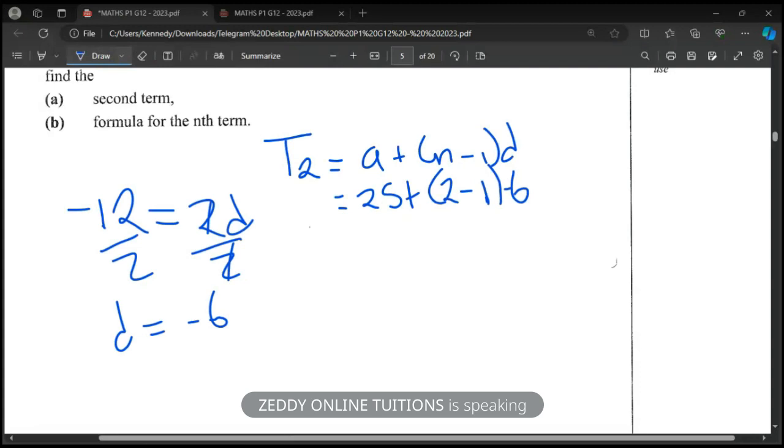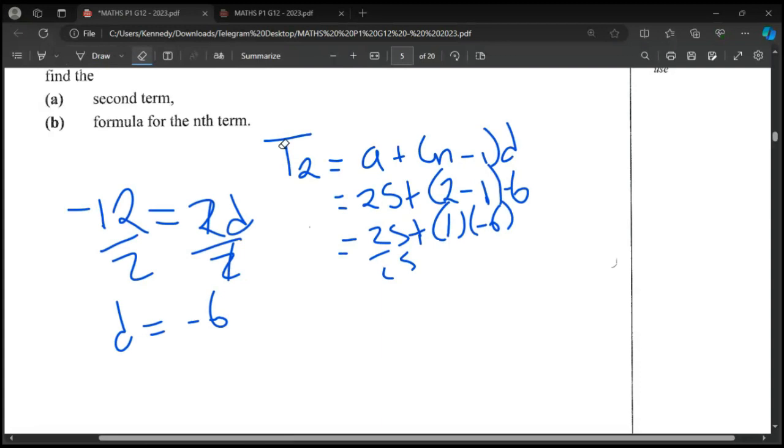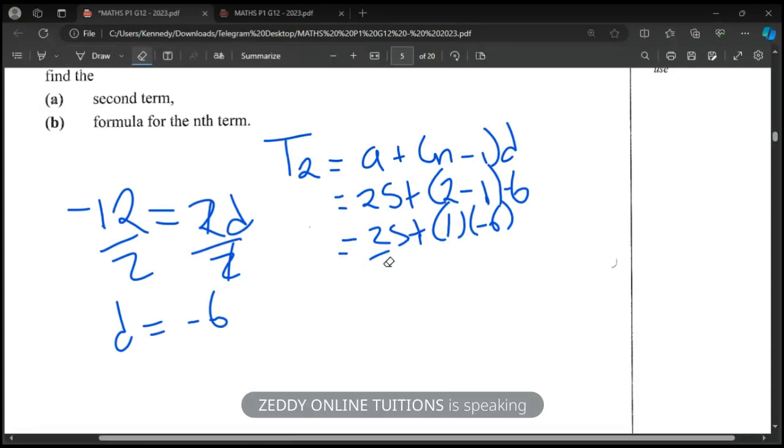So now let's go. This goes to 25 plus that is 1, right? 1 then multiplied by negative 6, so it's the same as 25. This thing, it's not even out for this one. So it will just be the same as 25 minus 6, right?